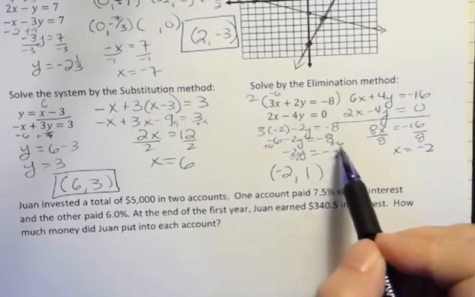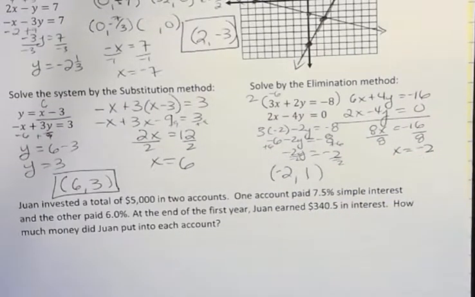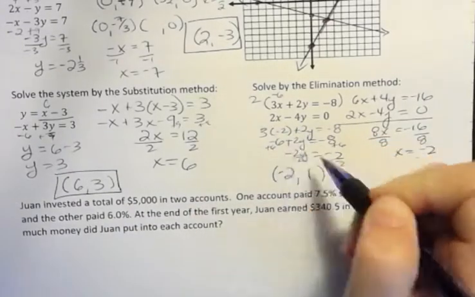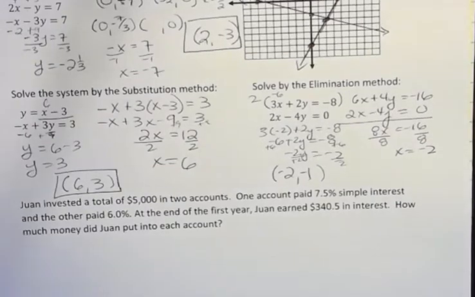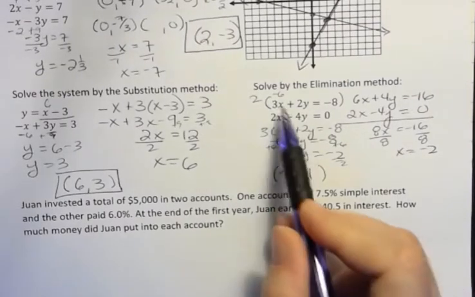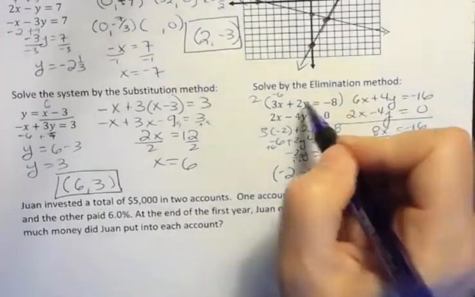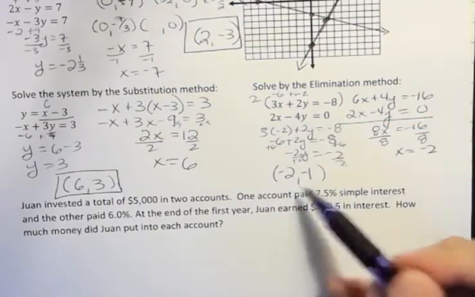what did I do wrong here? Oh, this was supposed to be a positive 2y. Dividing by a positive gives me a negative. See how when I went to check that it didn't work? Maybe you caught that before. That's why I always say go back and check to make sure. So negative 6, and then negative 1 times 2 is negative 2. If you add those together, you get negative 8.